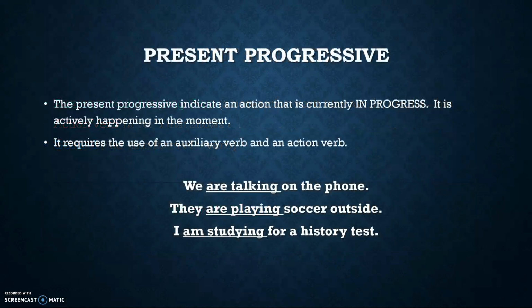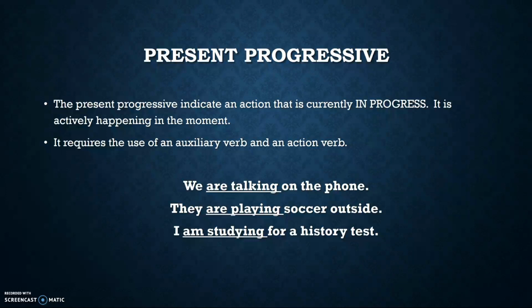So the present progressive indicates an action that is currently in progress. It is actively happening in the moment. That's why it's progressive. It's in progress. To create the present progressive, you have to use an auxiliary verb and an action verb in conjunction with one another.